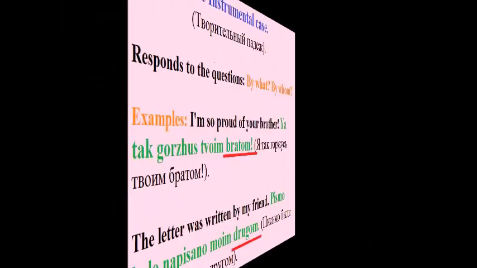The next case that we have is the instrumental. When we're talking about an instrument that we use for something, we should use this case. For example, I cut it with a knife. We can also talk about one's job. For instance, he works as an electrician. The instrumental case responds to the questions by what and by whom. Let's look at some examples.